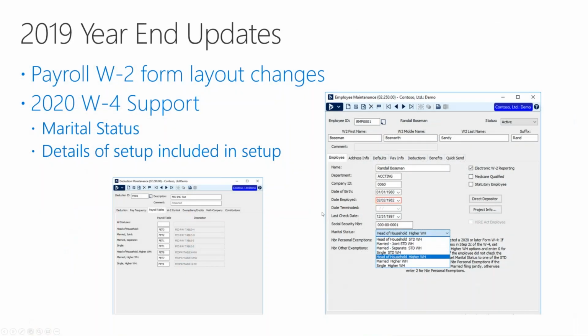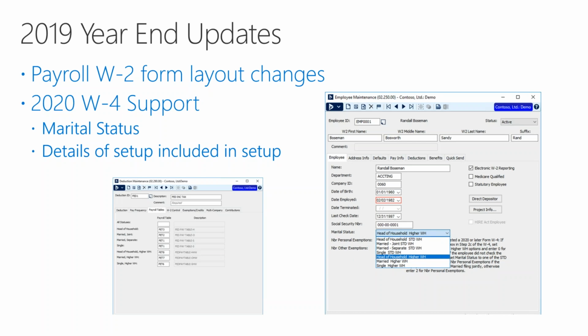I'll skip this. Obviously, this is the payroll and year-end update. The reason why I leave this in here is that there are some things just to keep in mind. There were some minimal W2 form layout changes that we included. But one of the questions I get a lot is the fact that there were some changes in the way that we're doing W4s. Now, we technically don't do W4 reports out of the system, but there needs to be a way to keep track of these new marital statuses and the details set up.